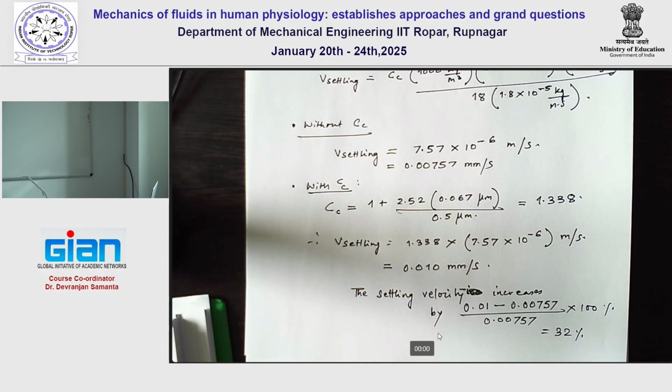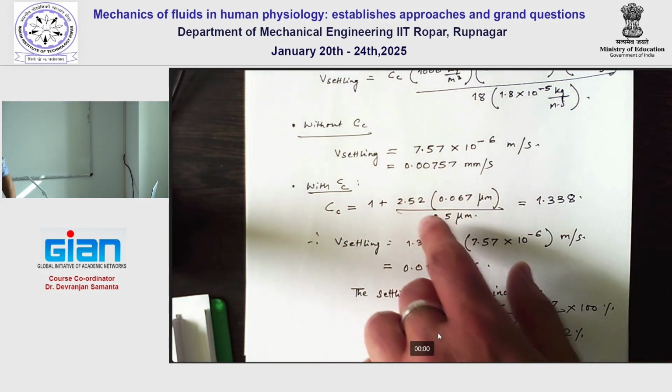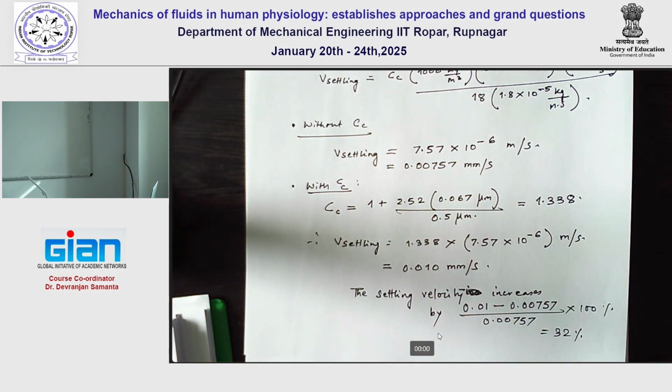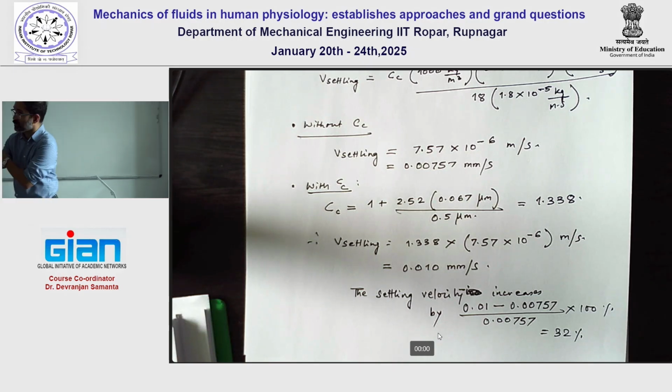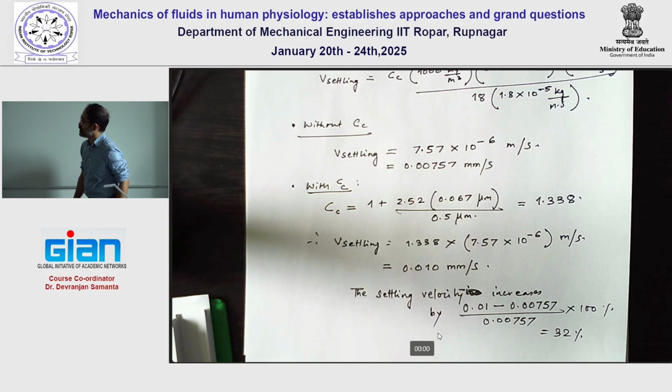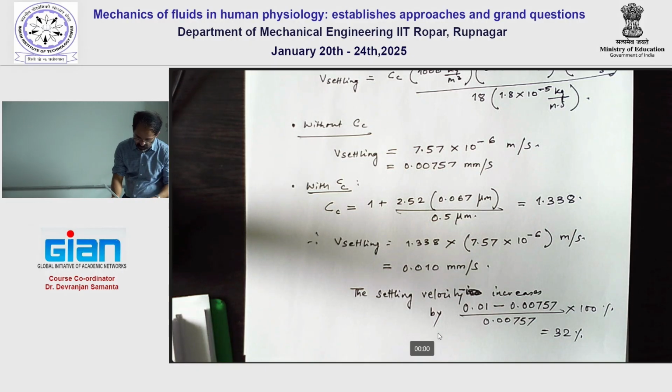Now, what is the driving factor over here? Because if you think about the structure of the slip correction, you cannot do anything with this 2.52 or this 0.067, that's fixed for air. So that means that if you have smaller particles, you need to be careful about whether you want to include that correction or not, and you probably need to include that correction. And hence, for very small particles, we do need to include this into our mathematics.